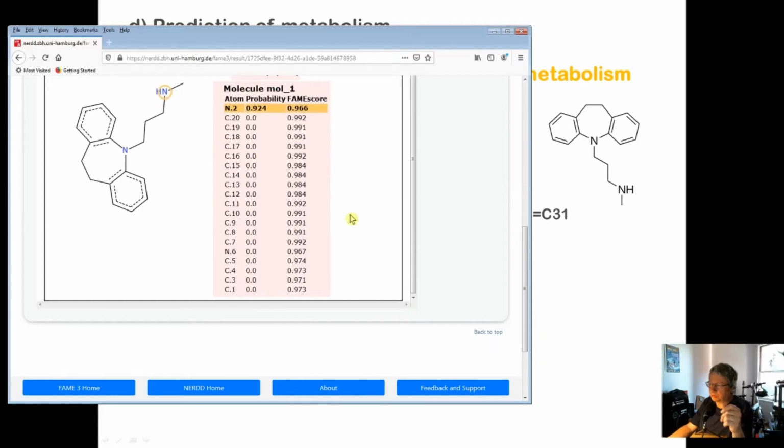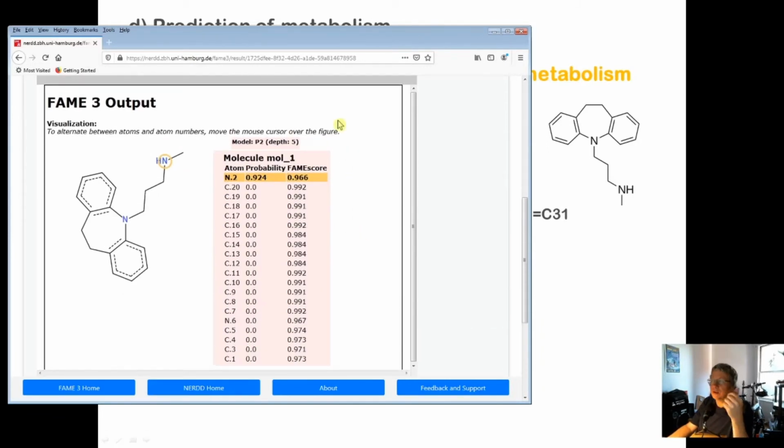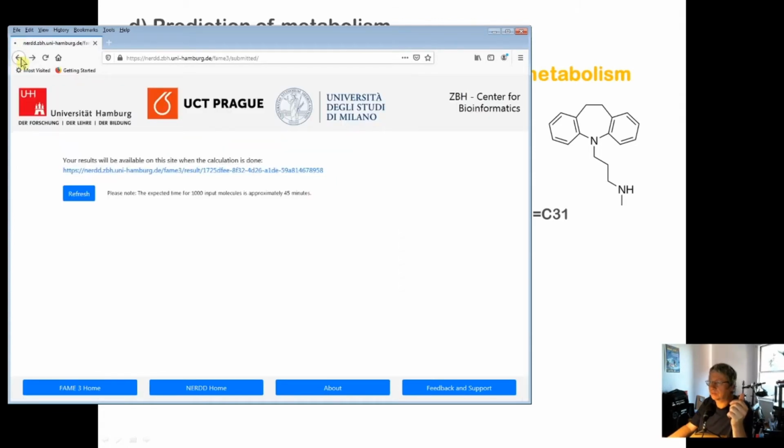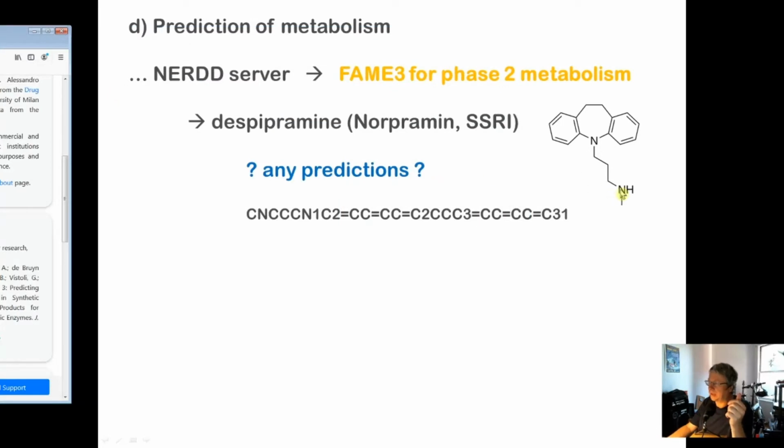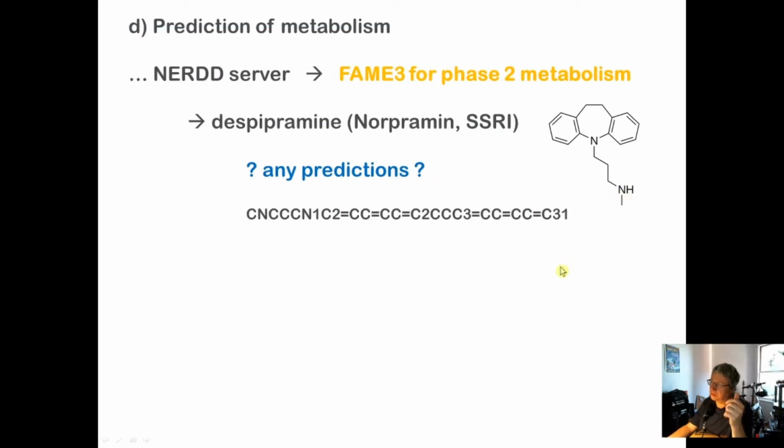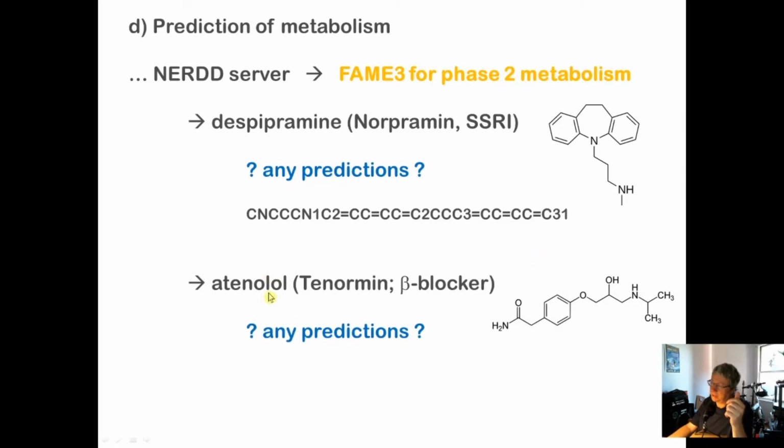Okay, good. So let's go back and we'll try the next molecule. Okay, so that kind of agreed with our predictions. Okay, atenolol, which is a beta blocker, a beta adrenergic receptor antagonist. It's got a secondary alcohol, it's got a secondary amine, and it's got this primary amide. Okay, so if we're thinking about phase 2 metabolism, what sites of this molecule might you predict would be likely to be metabolized?